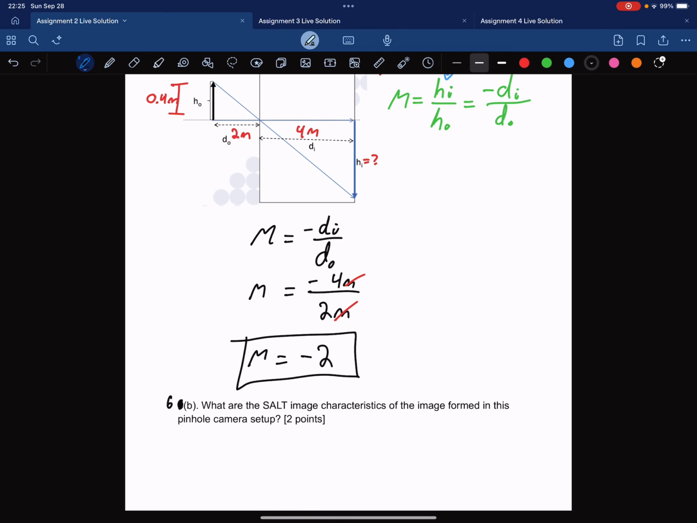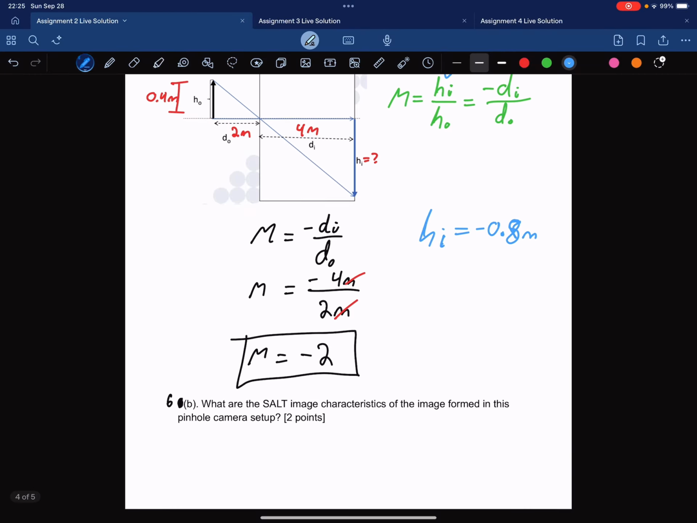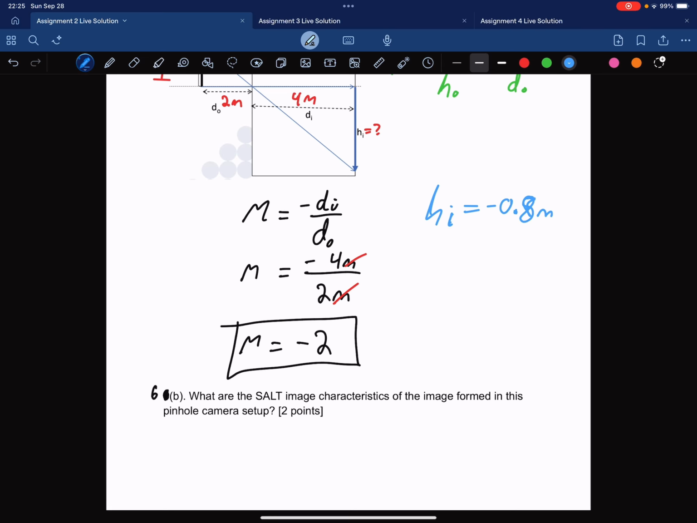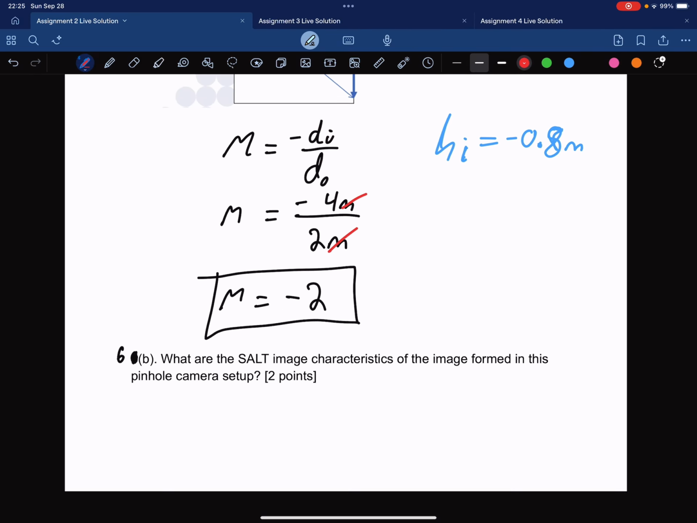If you went ahead and calculated image height, you should have gotten -0.8 meters, which is exactly -2 times the object height. So if you did that, great job, good for you. Sorry I couldn't give you extra marks. It's not what I was asking for, but good for you if you did that as well.